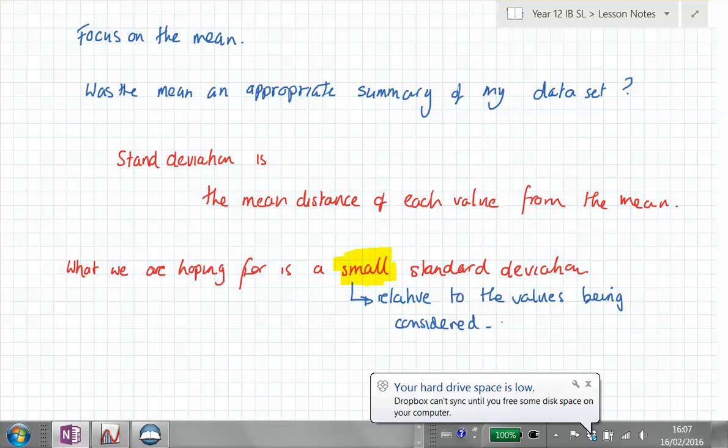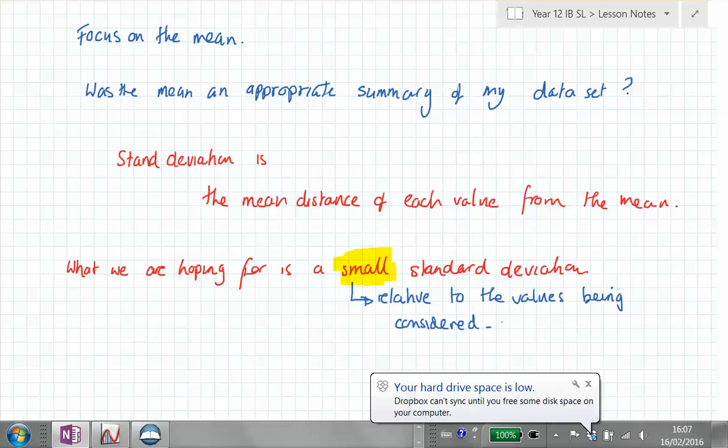But what I'm trying to get you to think of, some people go, oh, 20 millilitres, that's a really small amount, so therefore it's a good standard deviation. And 1.2 million kilometres is a huge amount. But it depends what situation you're talking about. So I cannot say to you, this is a small standard deviation, this is a large standard deviation. You have to consider what it is we're talking about. Does that make sense? Yeah?